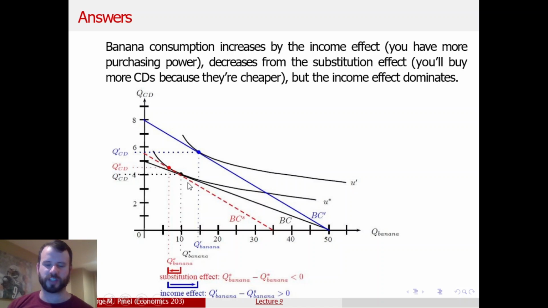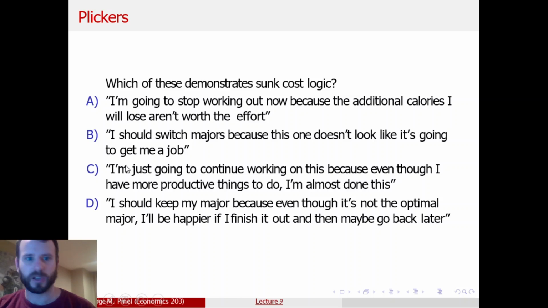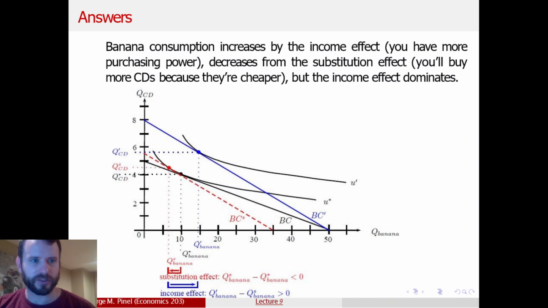So the substitution and income effects are working in opposite directions in this case, because we're talking about the change in bananas when CDs became relatively cheaper. Income will give you relatively more purchasing power. Substitution will give you a relatively higher price for bananas relative to CDs. Okay, all right. So that's that.